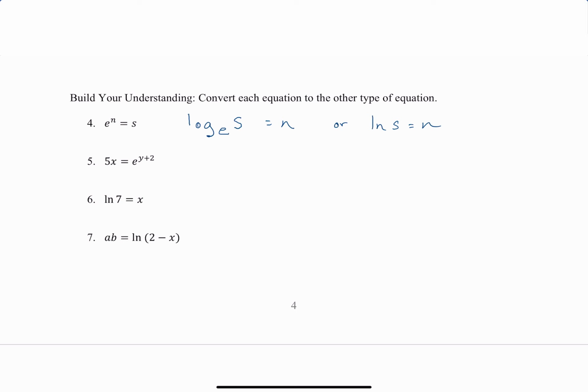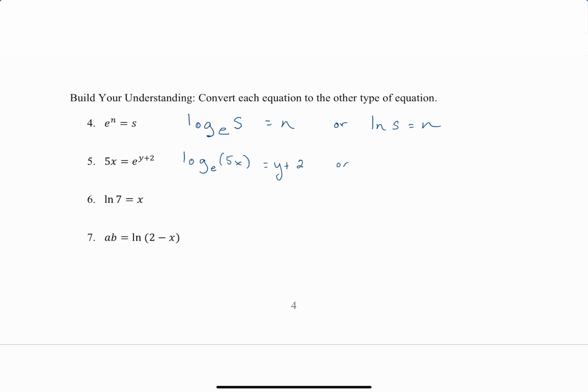Let's try 5x equals e to the y plus 2. Again, we're being asked to write this in terms of logarithms. The base on the log has to be the same as the base on the exponent. What is the exponent? Because that's what the log will be equal to. Well, the exponent is y plus 2. And then what is it that you get if you use y plus 2 as an exponent on e? We get 5x.